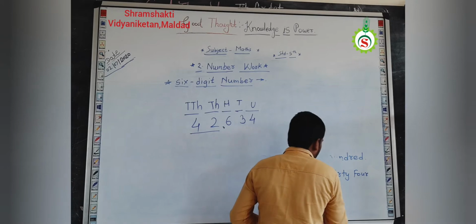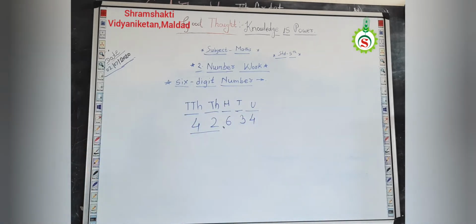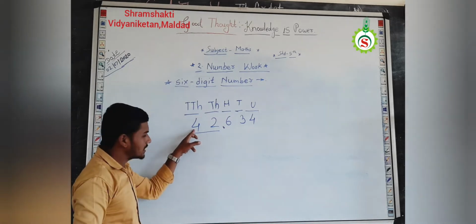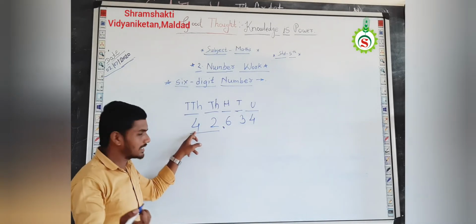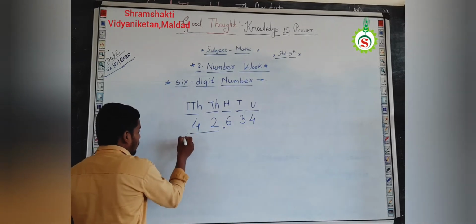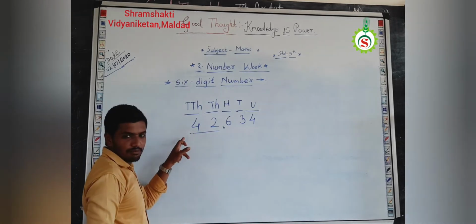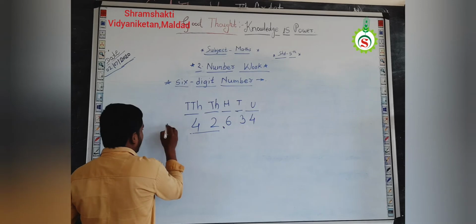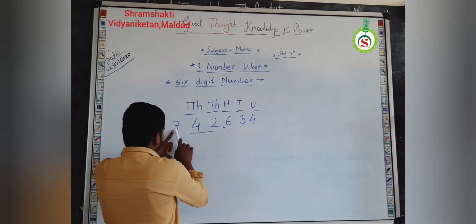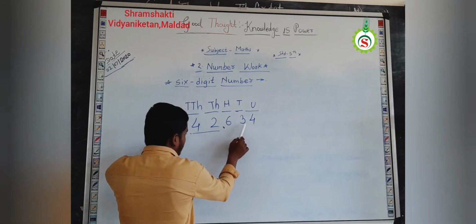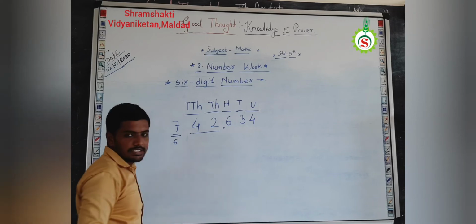Now after the 5th digit, if I add one more digit, then that number becomes a 6-digit number. So we have to see the 6-digit number. I will add one more digit to that 5-digit number. Suppose I write 7. Now that digit becomes the 6th digit: first, second, third, fourth, fifth, and that digit is at the place of the 6th digit.